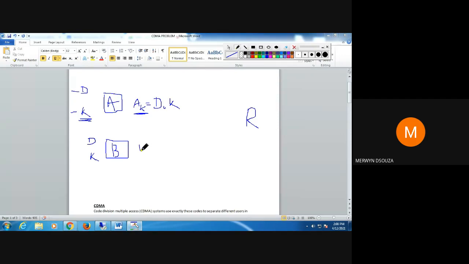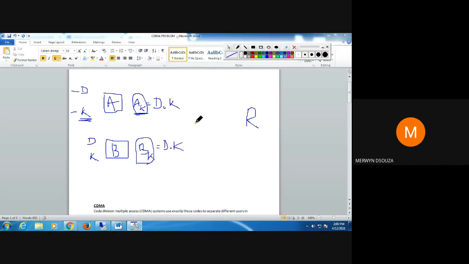Similarly, you will find the encoded data for transmission from station B. I'm doing this part a little fast because we have already done this. So this is just revision. You find the encoded data for station B by finding the dot product of the data of station B and the key of station B. Once you get the encoded data, you superimpose the signals AK and BK.